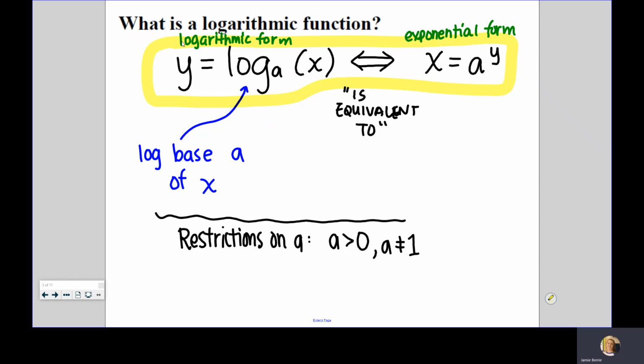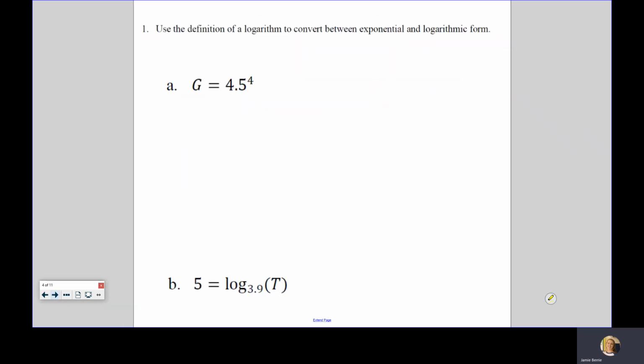So the first thing we're going to practice is converting between logarithmic form and exponential form, because whenever we start solving these, we're going to need to switch between them a lot. So you want to get comfortable with that. It says to use the definition of a logarithm to convert between exponential and logarithmic form. So I'm just going to write the definition of a logarithm up here: y equals log base a of x is equivalent to x equals a to the y.